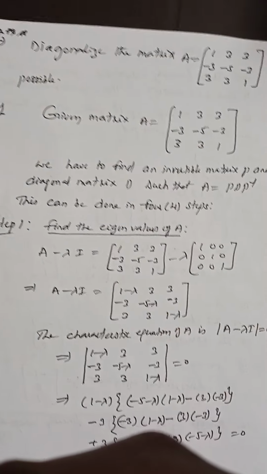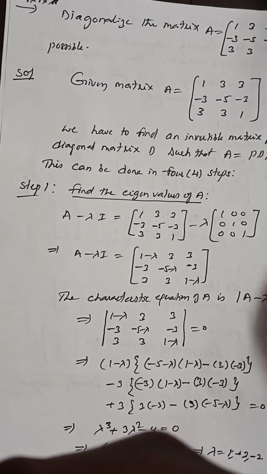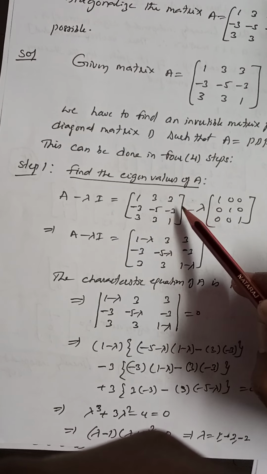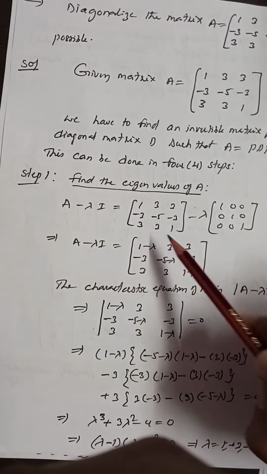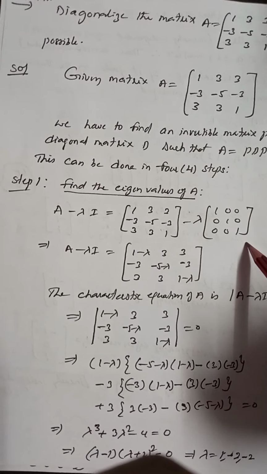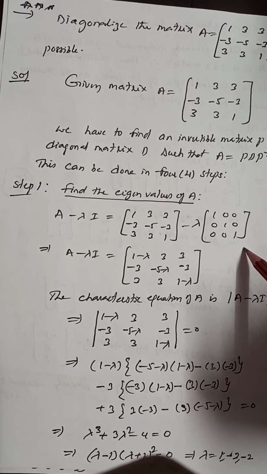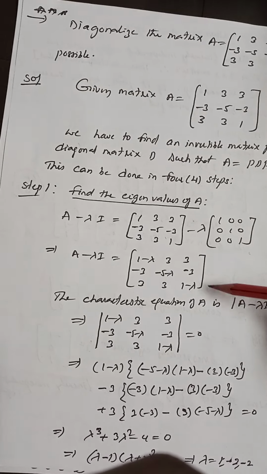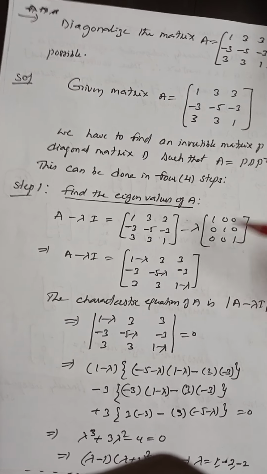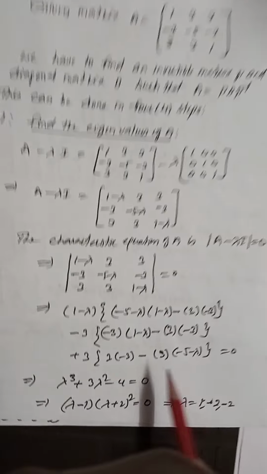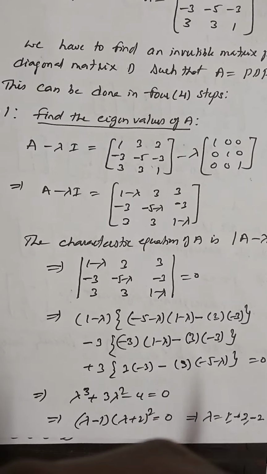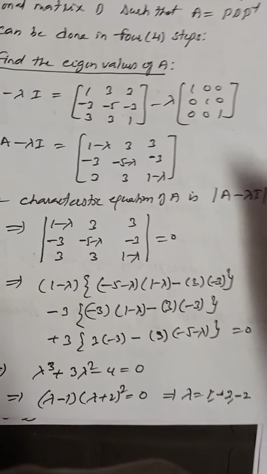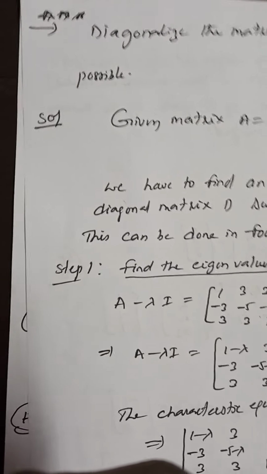Step 1, first of all we need to find the characteristic values. To find the characteristic values or eigenvalues, we need to find A minus lambda I, A minus lambda into the unit matrix. We take a 3 by 3 matrix because the given matrix is of order 3 by 3. To get the characteristic values, we have to find the characteristic equation. We expand the determinant and equate it to 0. Therefore, the characteristic values are 1, minus 2, minus 2. These are also known as eigenvalues.